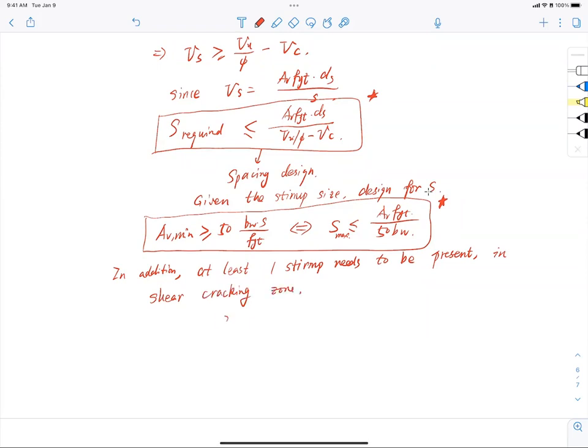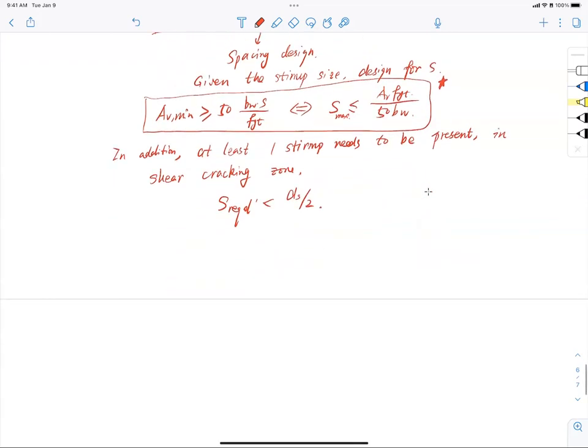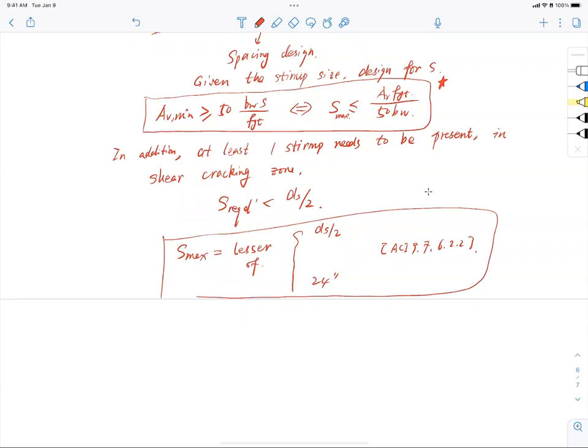What does it mean? It means that the required spacing of shear also has to be smaller than d over 2, the depth over 2. As a matter of fact, the maximum spacing by ACI has to be the lesser of two numbers: one is d over 2, and the other is 24 inches. And you can find this in the ACI code 9.7.6.2.2. Okay, so that, ladies and gentlemen, is the spacing requirement.